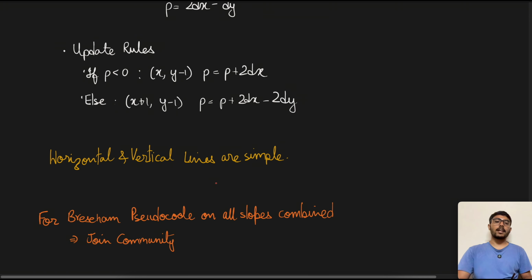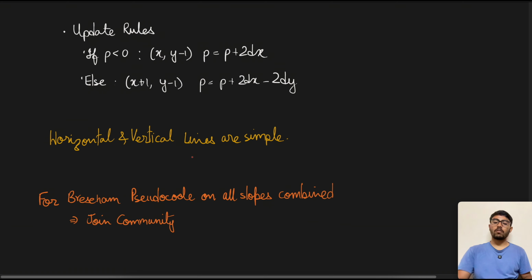Then there is the Bresenham pseudocode for all these slopes combined. So that is something which we have in the Sigma Solver community. Along with that, many other questions and the modified versions of the Bresenham algorithm, and other things we've discussed slightly in this video, are covered in detail inside the community.